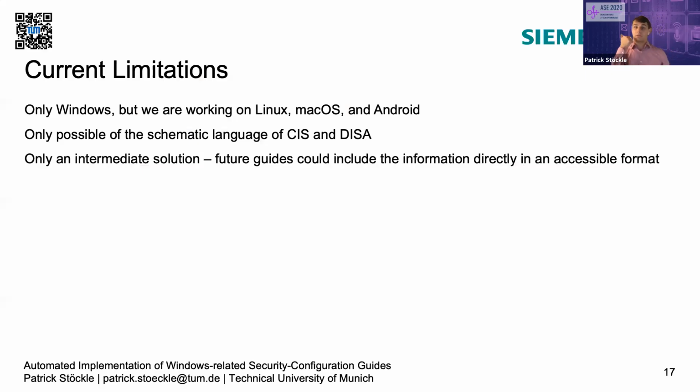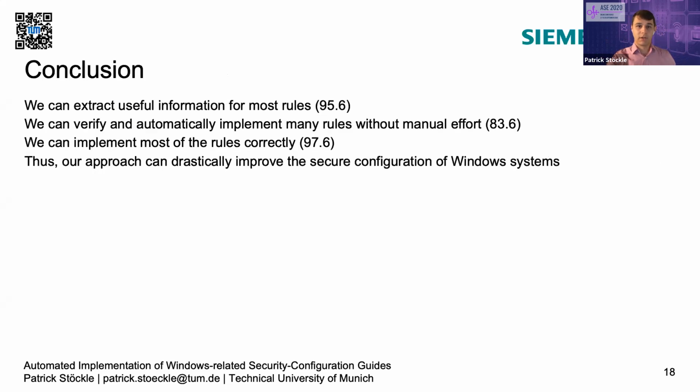So the discussion: first problem, we can currently only work on Windows, but we are working on Linux, macOS, and Android. We can only do this because the Center for Internet Security and DISA are very schematic in their language. And we are totally aware that this is only an intermediate solution, because the cool thing would be to have this information included in the guides itself.